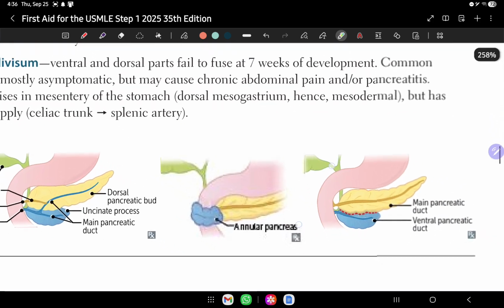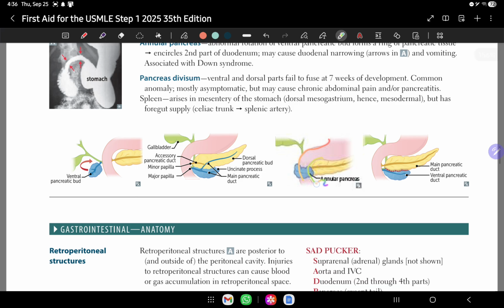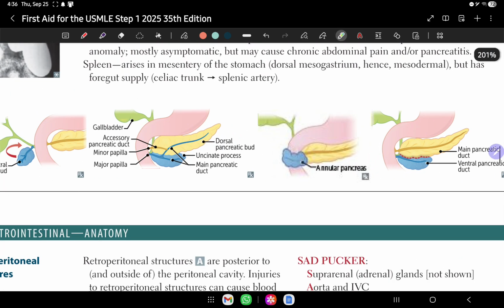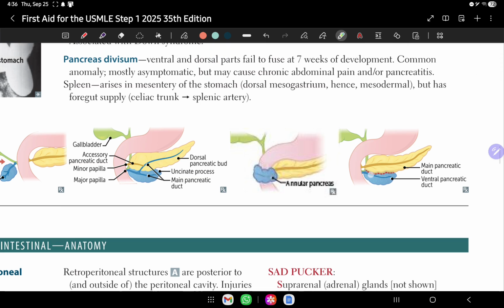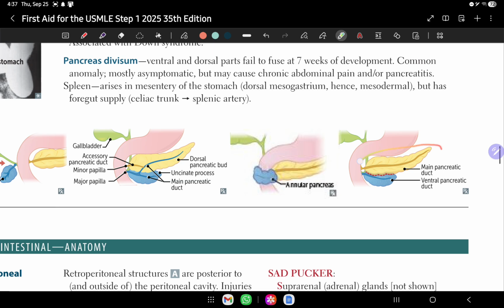Okay, further it is written annular pancreas. You can see that this is the duodenum here, and this is the anomaly, annular pancreas. It is forming a ring-like structure constricting the duodenum. This is the anomaly in which there is pancreas divisum, as these two parts are not combining with each other.